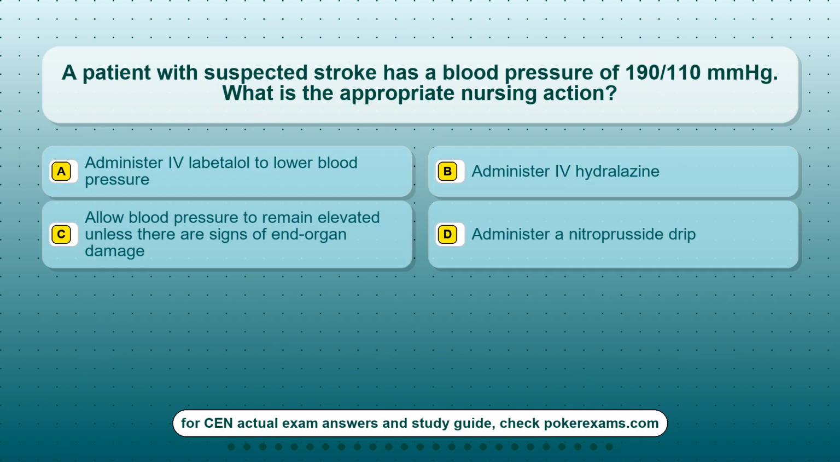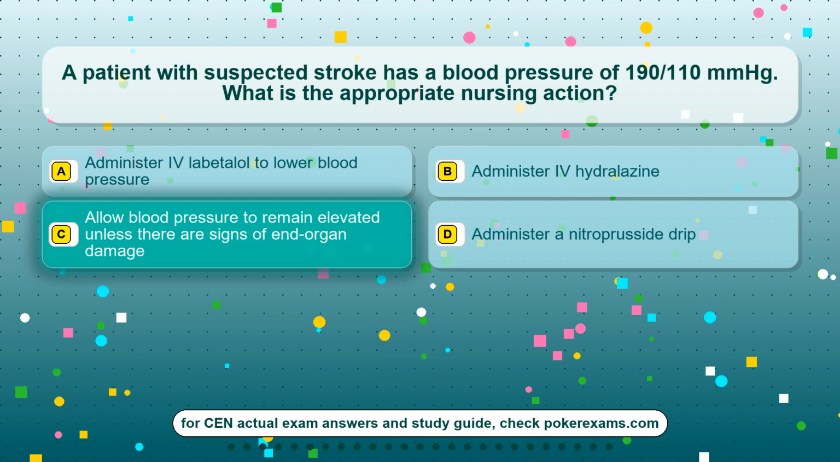Question 6. A patient with suspected stroke has a blood pressure of 190/110 mmHg. What is the appropriate nursing action? Option A, administer IV labetalol to lower blood pressure. Option B, administer IV hydralazine. Option C, allow blood pressure to remain elevated unless there are signs of end-organ damage. Option D, administer a nitroprusside drip.